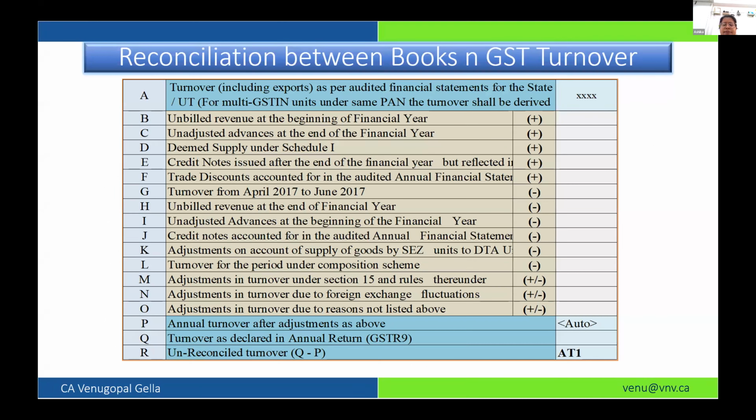Now, there will be a difference between books and GST turnover. As we discussed, there are multiple scenarios. Similarly, GST also recognizes the same, like we discussed about the unbilled revenue concept. GST recognizes that there will be a difference between what you have recorded as turnover in your financial statement and the tax you are offering under GST, like unbilled revenue, unadjusted advance, and deemed supply, as we discussed, which is about a transaction between distinct persons, meaning a transaction between branches, HO to branches, even though from the point of view of income tax they are one.